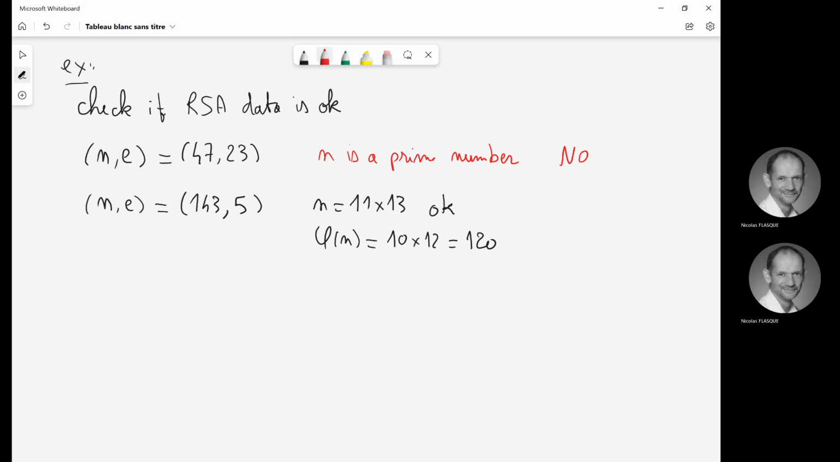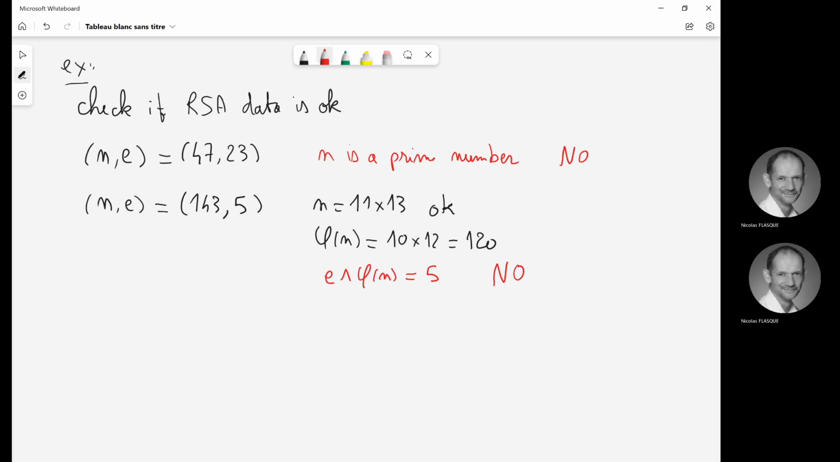And here, if we check the GCD of e and phi of n, actually it's equal to 5. So e and phi of n are not co-prime numbers, or relatively prime numbers. So the choice of e doesn't respect the constraint that e and phi of n must be co-prime. So this public key is not correct: n is a product of two prime numbers, so it's okay for n, but e doesn't suit the requirement for the public key.